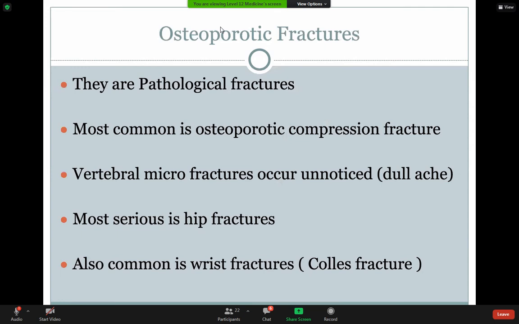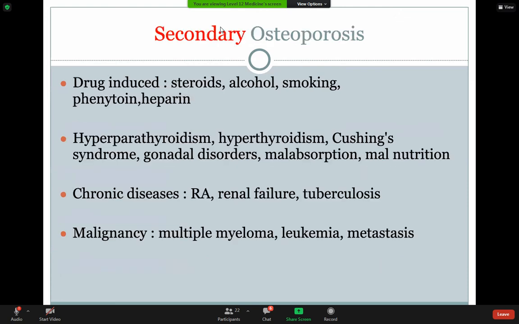Okay, so osteoporotic fractures are pathological fractures. The most common is an osteoporotic compression fracture in the spine. Vertebral microfractures occur unnoticed, so they have no severe pain, but they have a dull ache in the back. Most serious is the hip fracture. If they get a hip fracture, that is the most serious and life-changing. Also very common are wrist fractures from low energy falls onto the outstretched hand. The most common is called the Colles fracture.